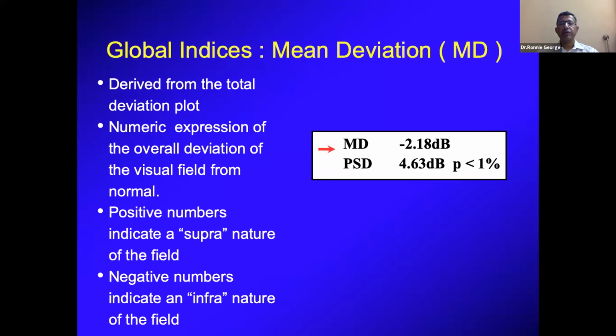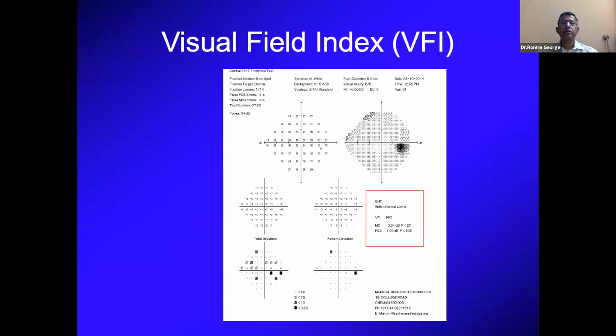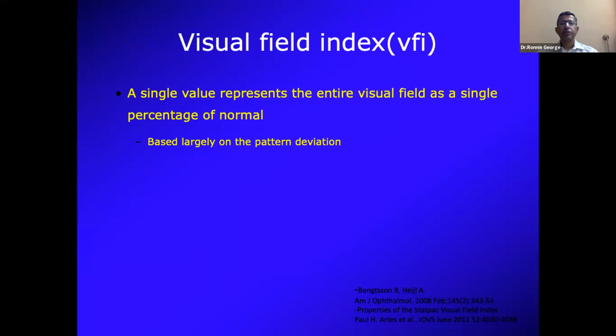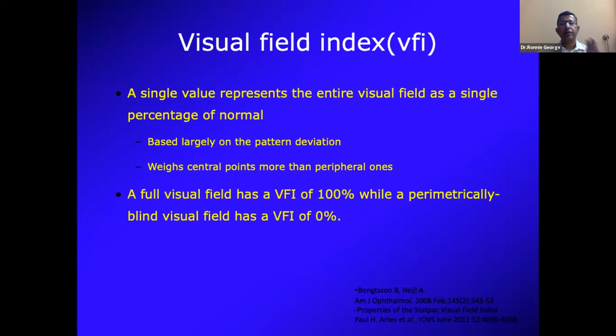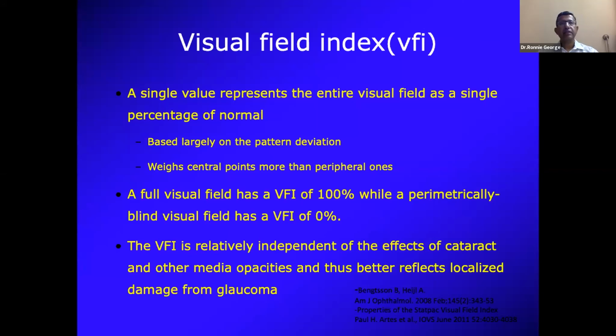You also have the visual field index, which we'll talk about now. So the visual field index basically is a single value that represents the entire visual field as a single percentage of normal. It's based largely on the pattern deviation plot, which we'll cover after this, and it is weighted for central points. And in order to make life easy for us, it goes from 100% to 0. So the full visual field has a VFI of 100%, while a perimetrically blind visual field has a VFI of 0%. And it's relatively independent of the effects of cataract and other media opacities, which can affect your mean deviation. And therefore, it reflects localized damage better in glaucoma.